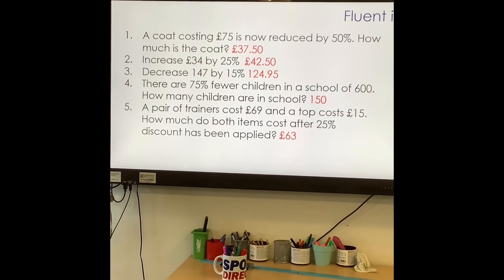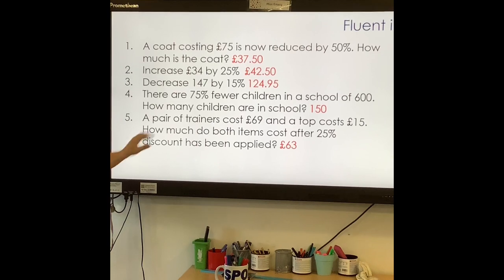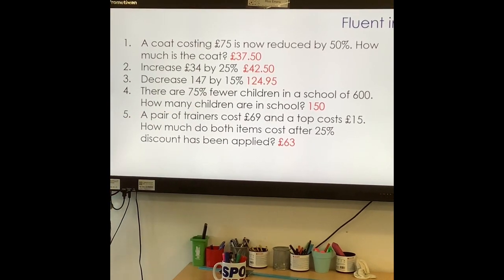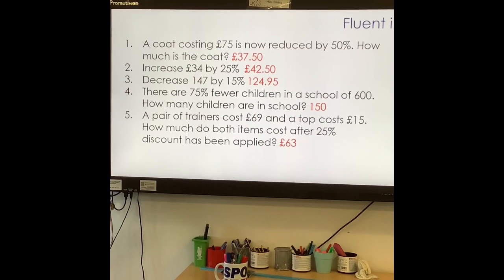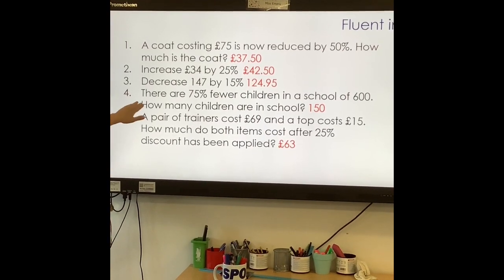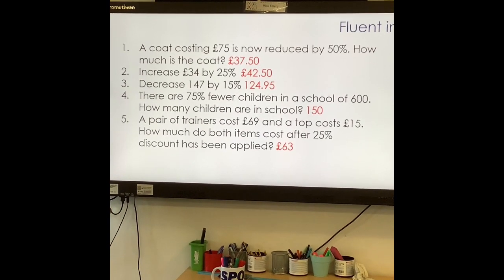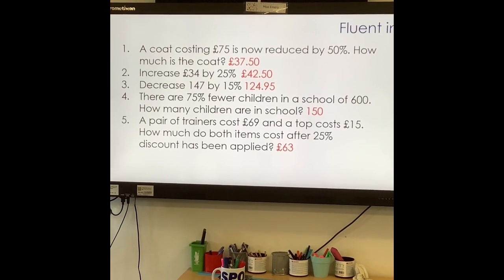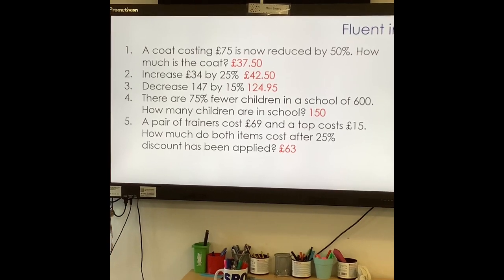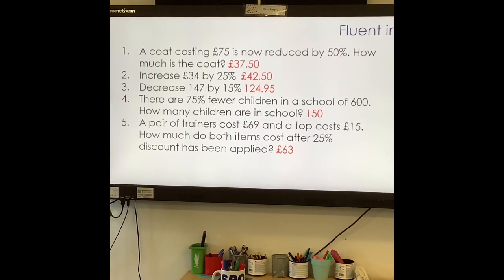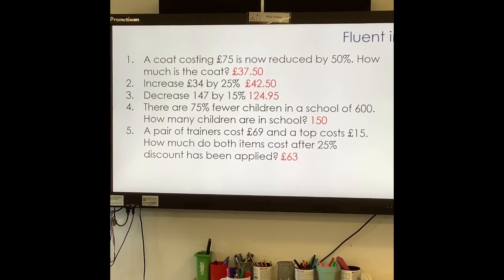Then you have to decrease 147 by 15%. So work out what 15% of 147 is and then take it away to give you 124.95. Then there are 75% fewer children in a school of 600. How many children are in the school? So work out what 75% of 600 is and then take that away from 600, leaving you with 150 children.